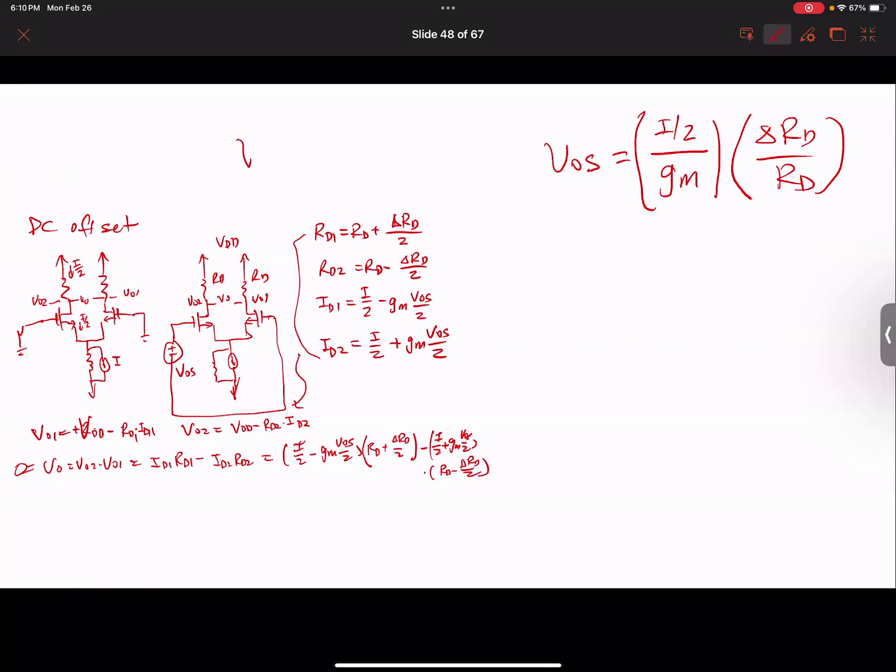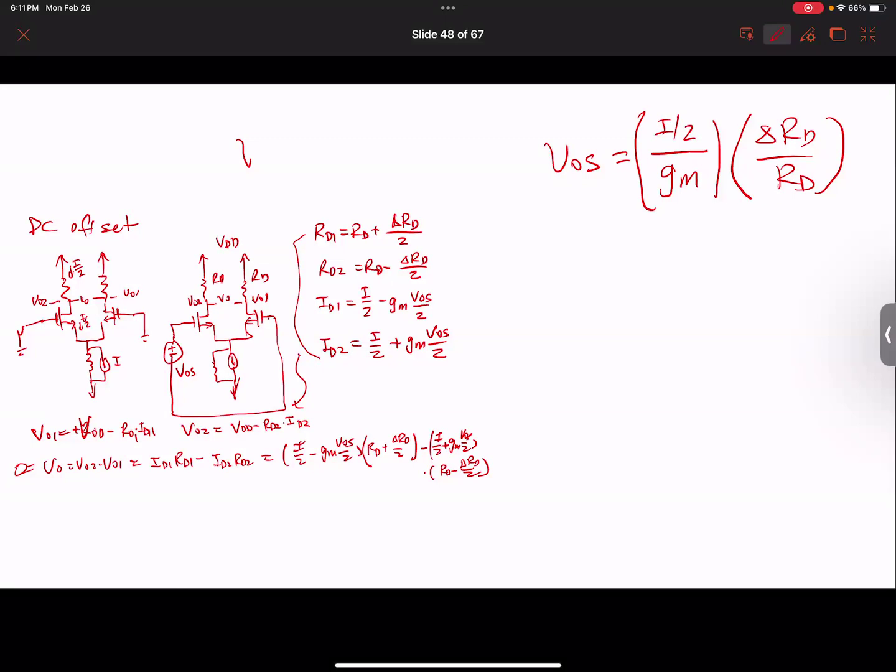So the idea is that if you have a resistance difference at each side, we will need to apply a small DC offset voltage between the two gates, so that we can get the output exactly the same.